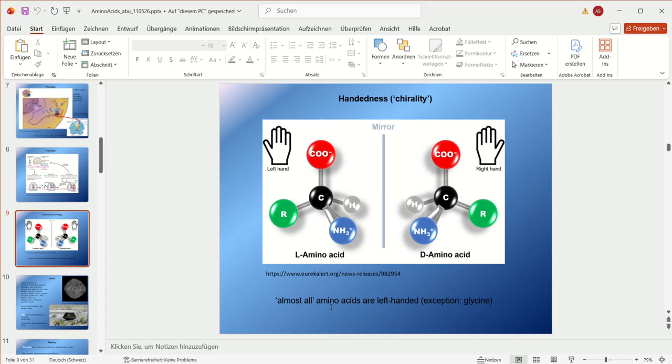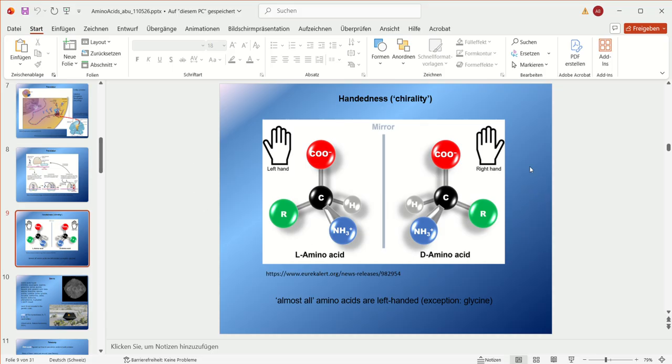And the funny thing is that almost all amino acids are left-handed, except one, which is glycine, and this is not handed at all. So it's symmetric. It looks the same if you mirror it. But none is right-handed. By the way, for fatty acids, that's a similar thing, but just the other way around. And probably this also has a reason.